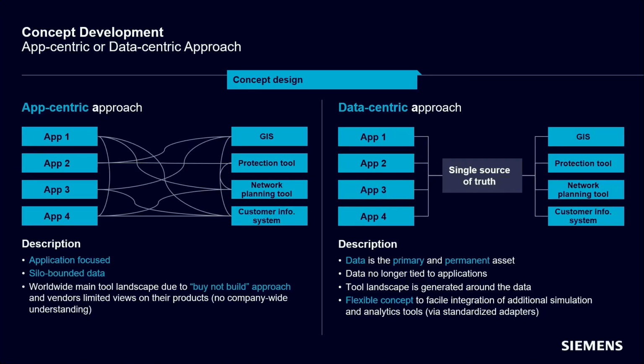On the other side, let's have a look at the data-centric approach. In the data-centric approach, the data is now the primary and permanent asset in the middle of the data management concept. And the data is no longer tied to applications, but the tools or the applications are generated around the data. There you have now a flexible concept with the data in the center, and all the tools around are integrated to a so-called single source of truth, which stores all the relevant data for all the different tools. And you have then a point connection from the single source of truth to the tool you are using.